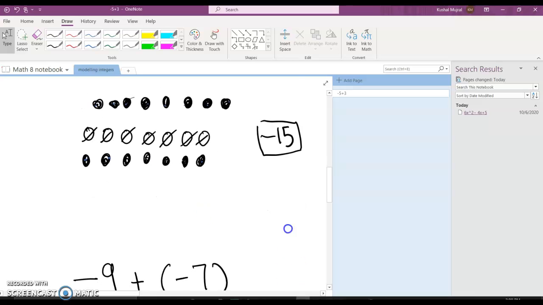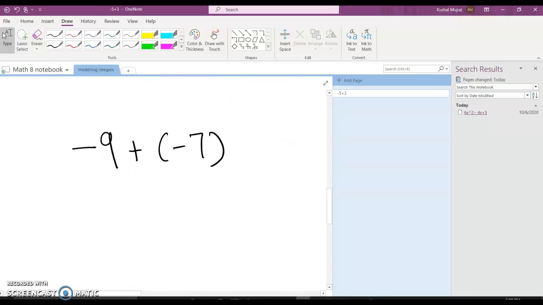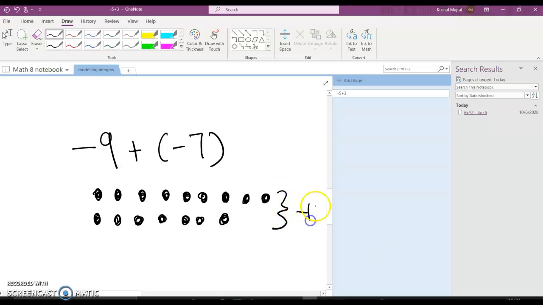Okay. Next question. -9 plus -7. This one's quite simple. You start with 9 negatives: -1, -2, -3, -4, -5, -6, -7, -8, -9. Now you're adding 7 more negatives, right? So then just add. You just add 1, 2, 3, 4, 5, 6, 7 negatives, which in total is -16, which is your answer.